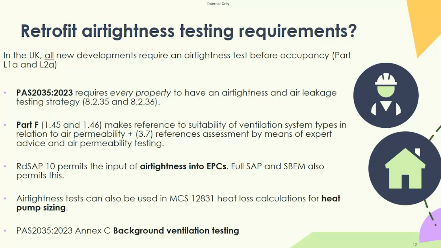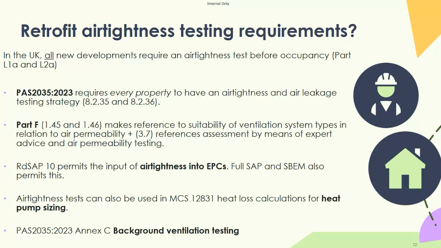And then we also see air tightness tests being used as part of MCS 12831 heat loss calculations for the purposes of improving the precision of those calculations for the purposes of heat pump sizing. So you've got a choice: you could just guess what the air tightness is and plug that into your model, or measure it, better calibrate the model, and get much more representative insight into what the true heat loss is likely to be. And then air permeability testing comes up in the same sentence often as the concept of background ventilation testing.